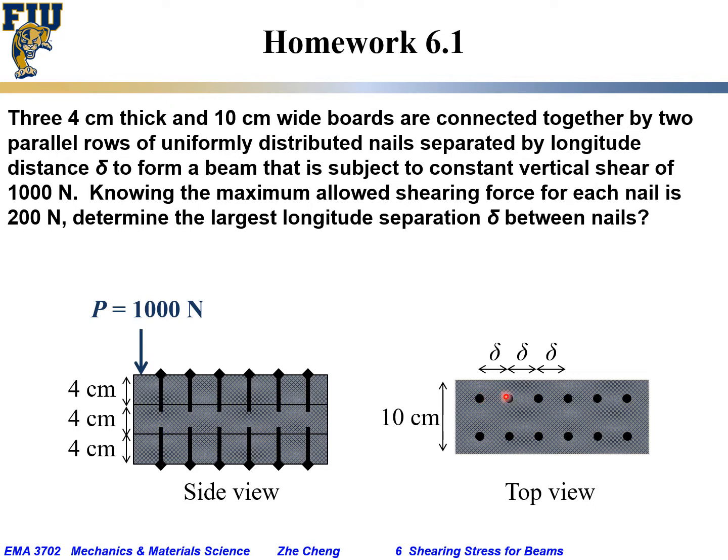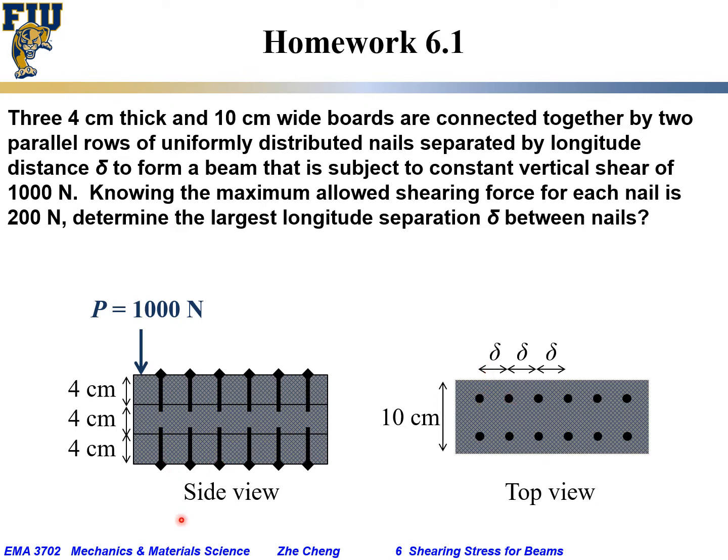As you can imagine, if this delta is too large, then the horizontal shearing force may be larger than the 200 newtons. So it cannot be too large. And we want you to determine, to calculate, the maximum allowable distance delta between the neighboring nails.